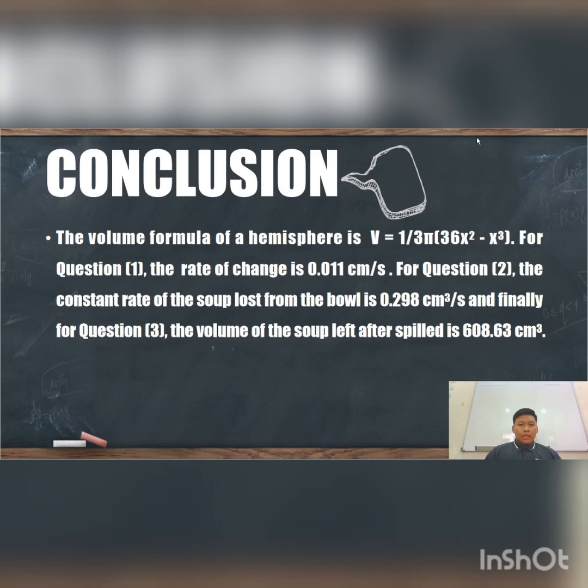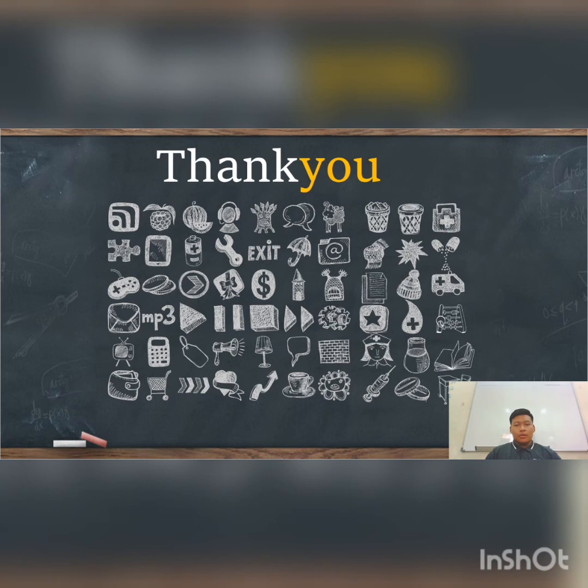As a conclusion, the volume formula of a hemisphere is V = 1/3 π(36x² − x³). For question 1, the rate of change is 0.011 centimeter per second. For question 2, the constant rate of the soup lost from the bowl is 0.298 cubic centimeter per second. And finally, for question 3, the volume of the soup left after spill is 608.63 cubic centimeter.